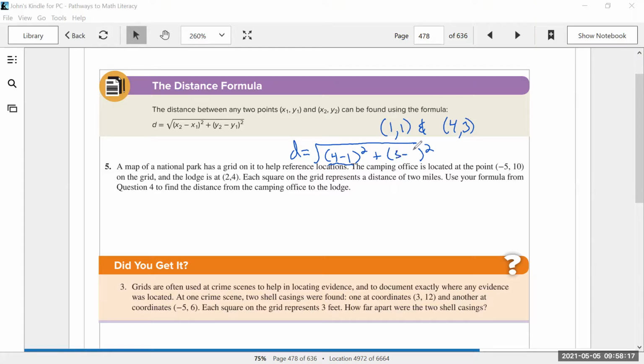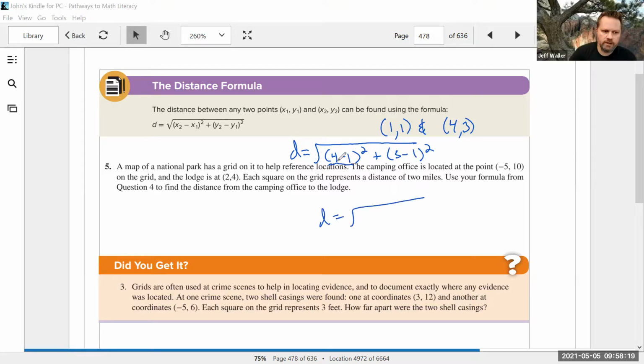Then I get the square root of 3 squared, which is 9, plus 2 squared, which is 4, so the square root of 13. I'm done. So how far apart are the points 1, 1 and 4, 3? They are square root of 13 steps apart.